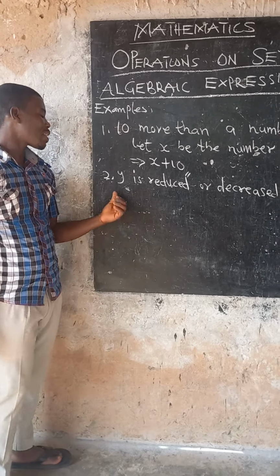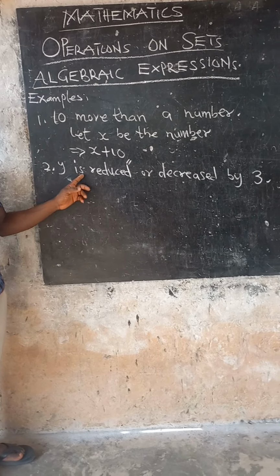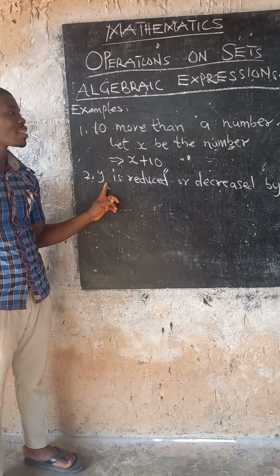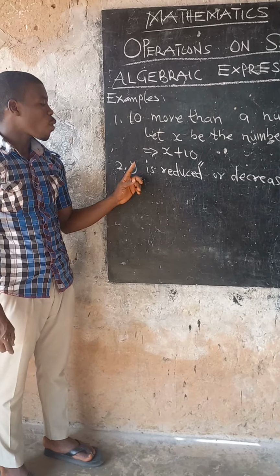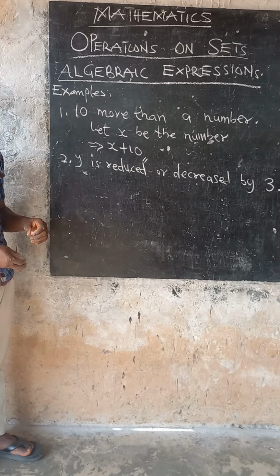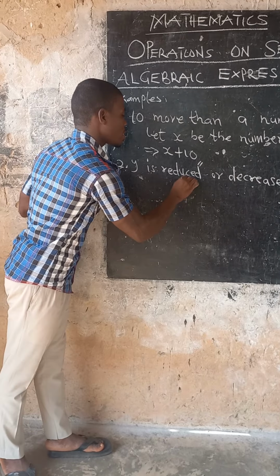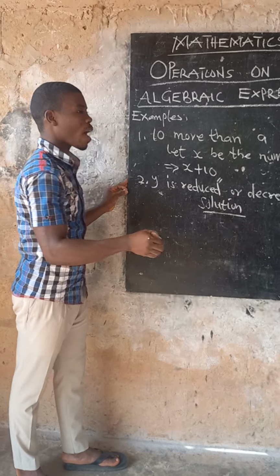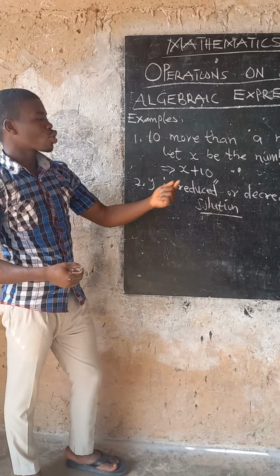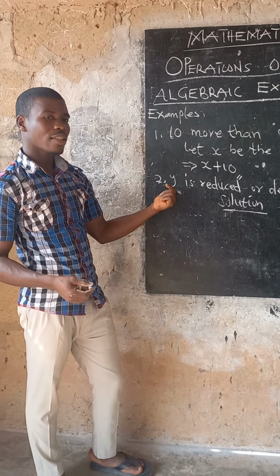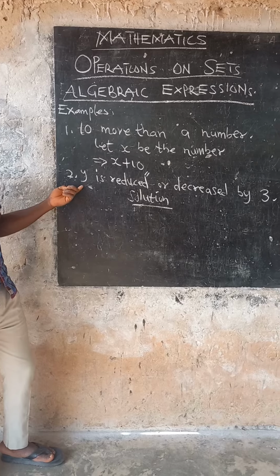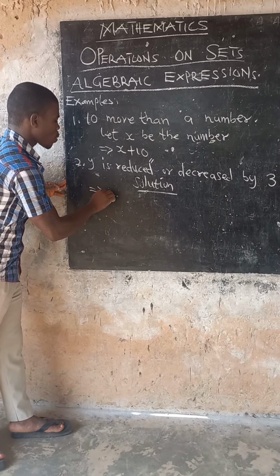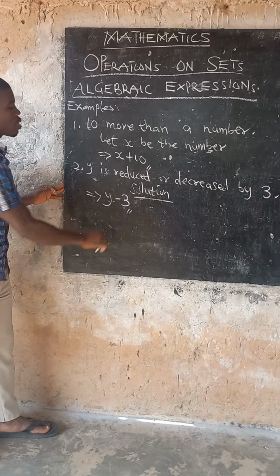The next example is saying y is reduced or decreased by 3. Here the variable is given to us. It's saying y is reduced or decreased by 3. So we said y is reduced by 3. It means that subtract 3 from y. So it is y minus 3. That's all.